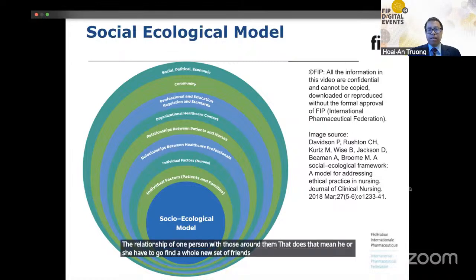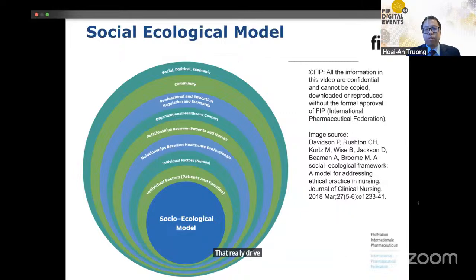So that is just an example. I want to share with you a real life example that really drove home for me the impact of the socio-ecological model.